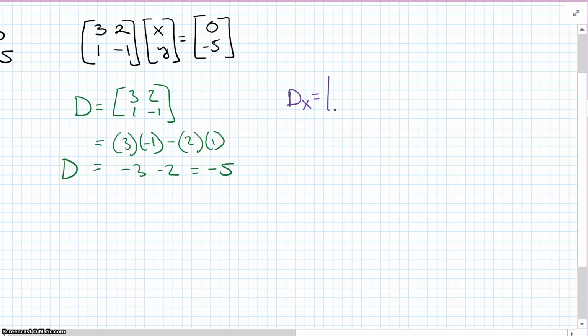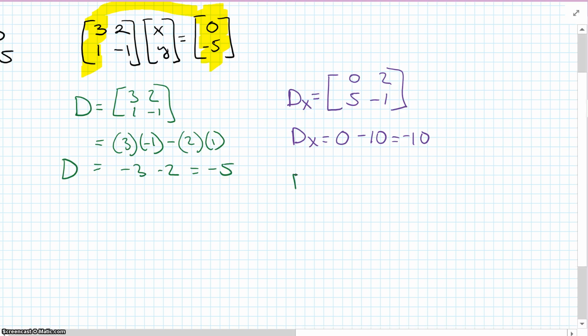Okay, we're going to use the same matrix, but now we're going to replace the x coefficients with the constants matrix. So we're going to get a new matrix that looks like this: 0, 2, negative 5, negative 1. All we did was replace the x column with the solution set. So what's the determinant of that? That's going to be 0 minus 10, which would be negative 10. Okay, so now let's find the d sub y.